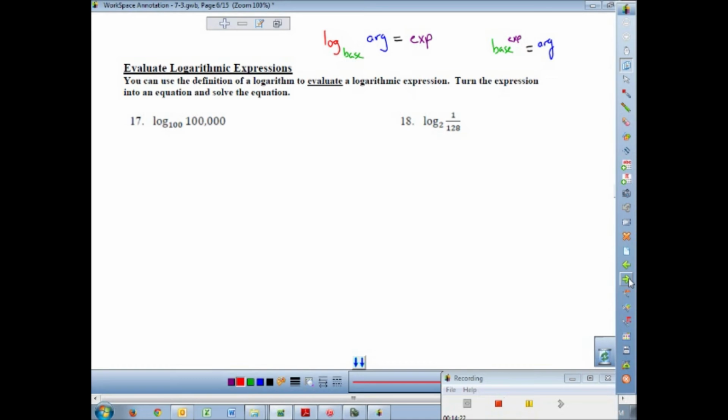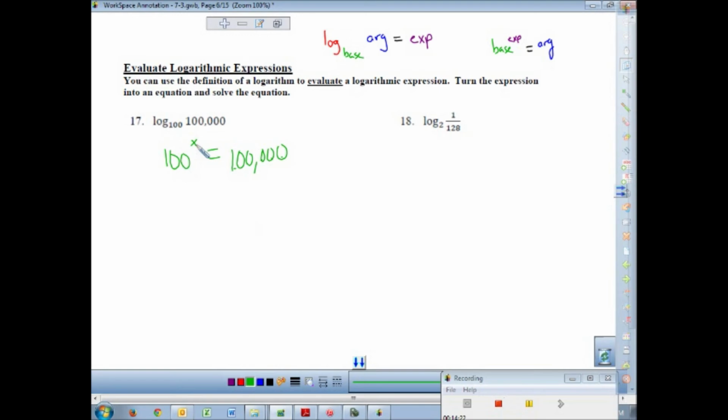Let's try 17. Rewrite it first. 100 to the x equals 100,000. What's 100 times 100? How many zeros would you have? 100 times 100, 4 zeros. 1, 2, 3, 4, 5. Is that our answer? Is it 100 squared? Nope.